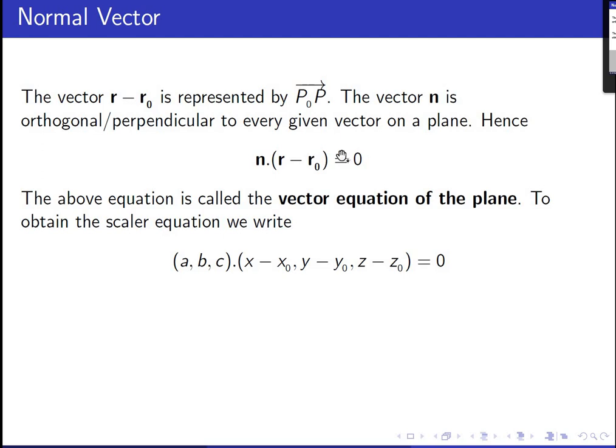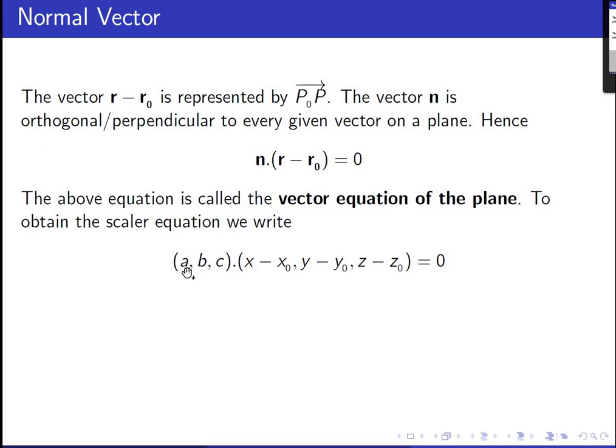So we say the vector n is perpendicular to every given vector on a plane. Hence, n dot (r minus r naught), because r minus r naught is on the plane, is equal to 0. So the above equation is called the vector equation of a plane. In order to obtain the scalar equation, obviously this is a dot product.